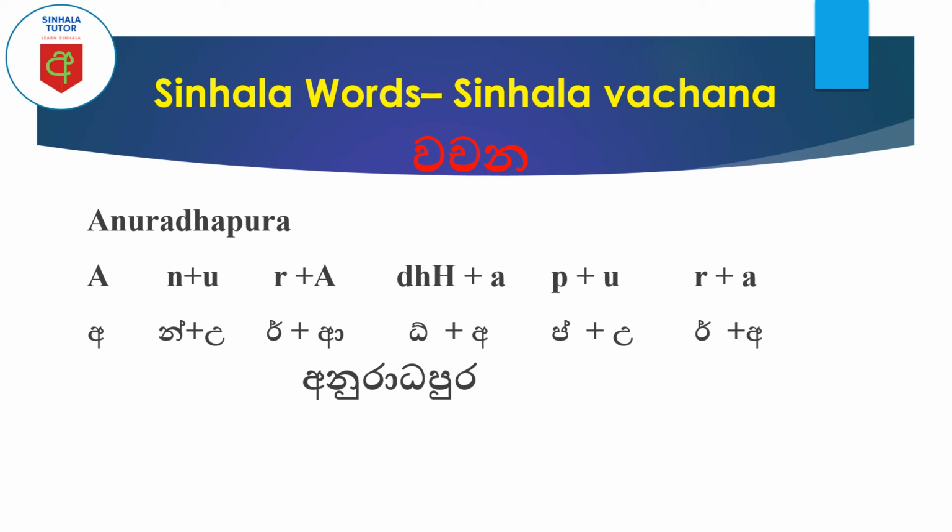Anuradhapura. There you have to pronounce dha with a higher sound, not the plain da. So this is the way you write Anuradhapura in Sinhala. That is called Ayanna, Nuyanna, Rayanna, Dhayanna, Puyanna, Rayanna. So this is the way that you are going to write the single word Anuradhapura.